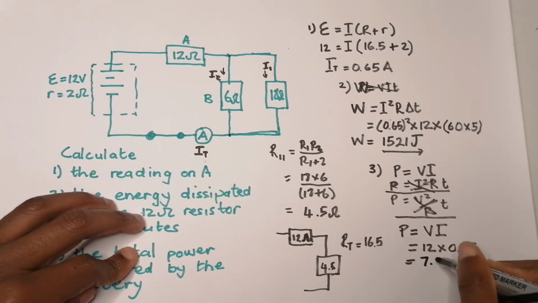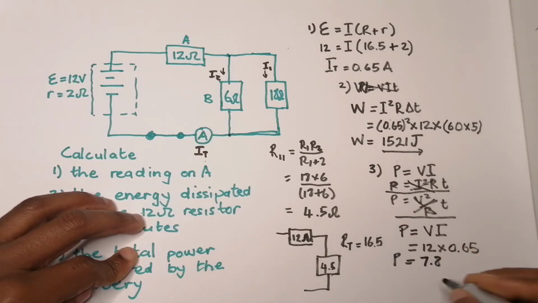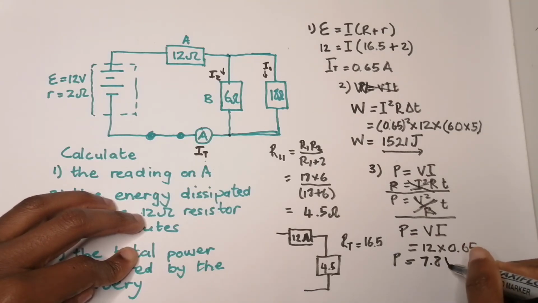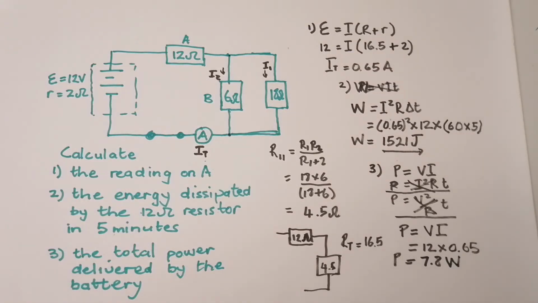7.8. And please note, because we are talking about power, this is simply 7.8 watts. So these are 7.8 watts of power. All right, so in effect, you know what, let me just do something with you. What if I wanted to find out the power delivered by the 18 ohm resistor?